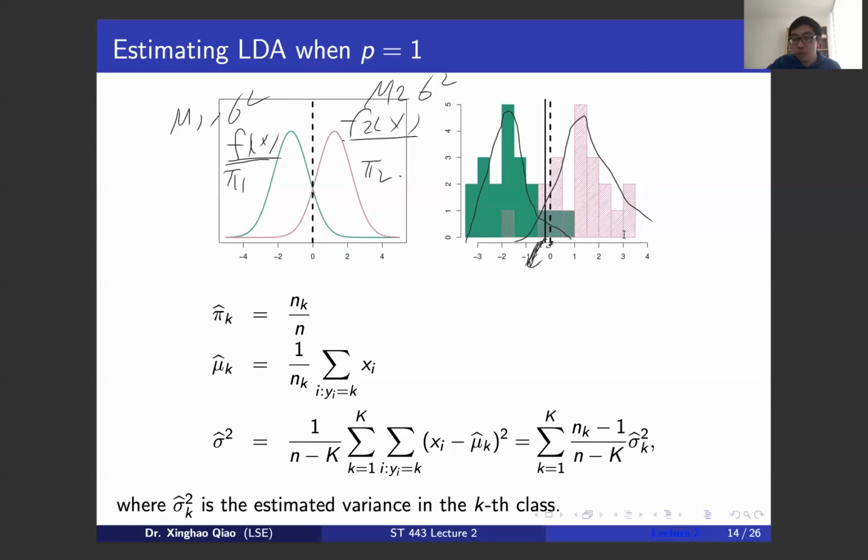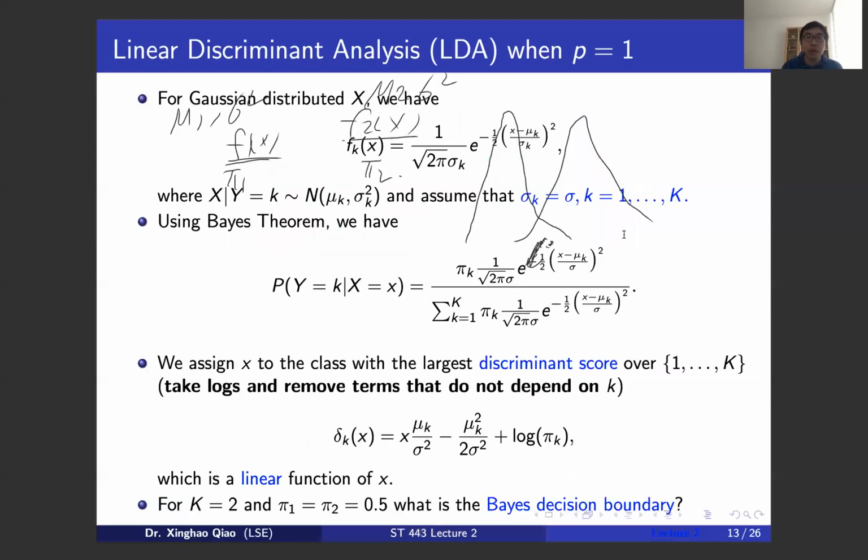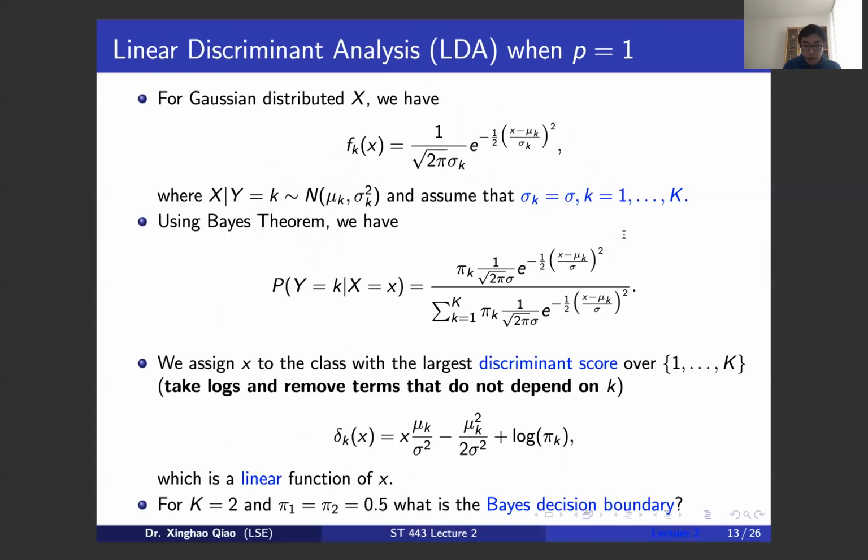Okay, so I forgot to talk about why we call our approach linear discriminant analysis. Let's move on to the previous page. Remember here in the previous page, there is a key assumption that this sigma square is the same across different classes. If this sigma is different across different classes, then you may need to include a sigma k here and a sigma k here.